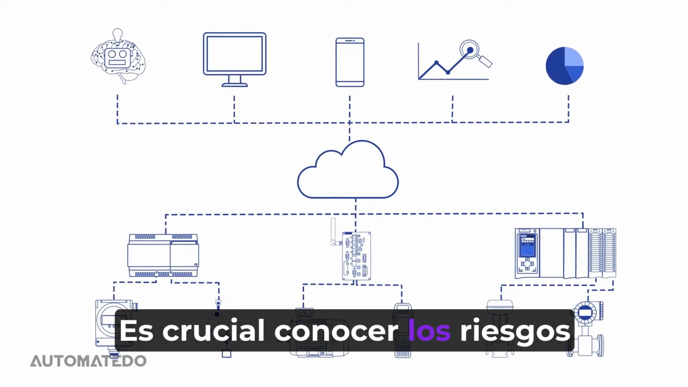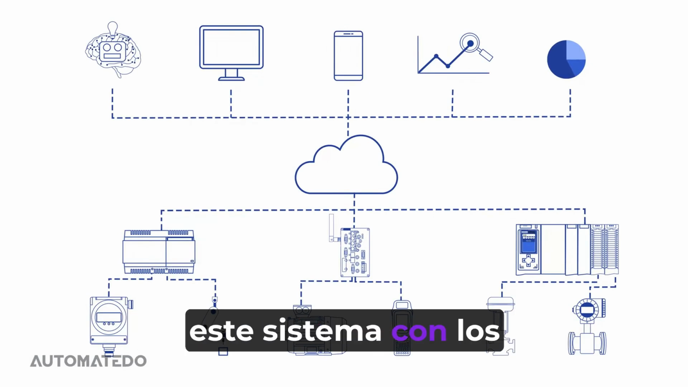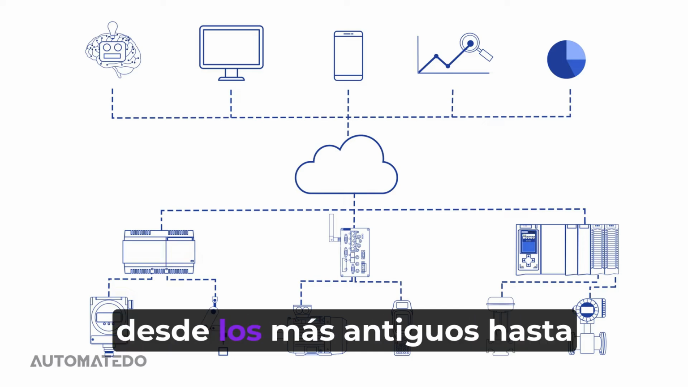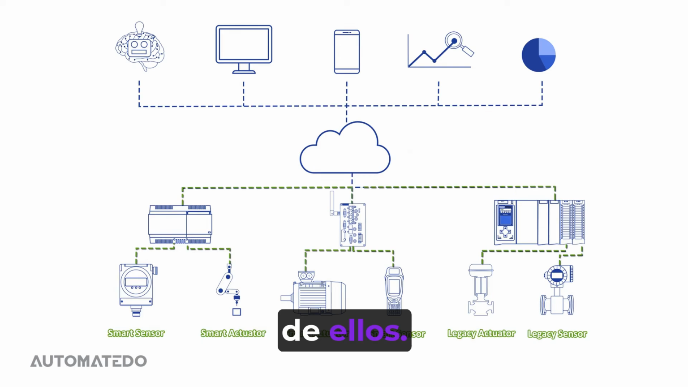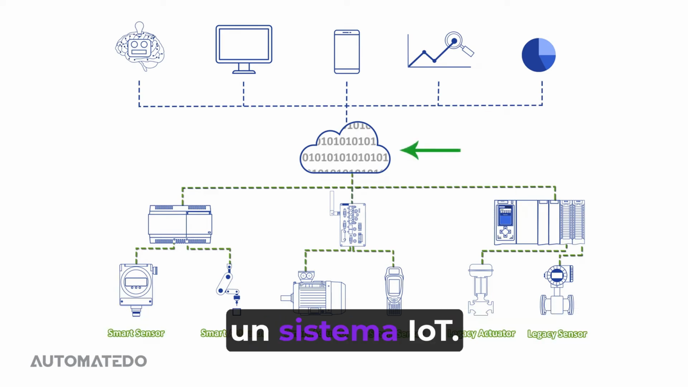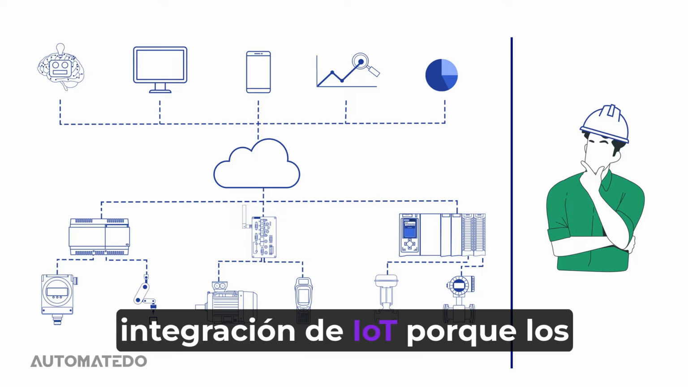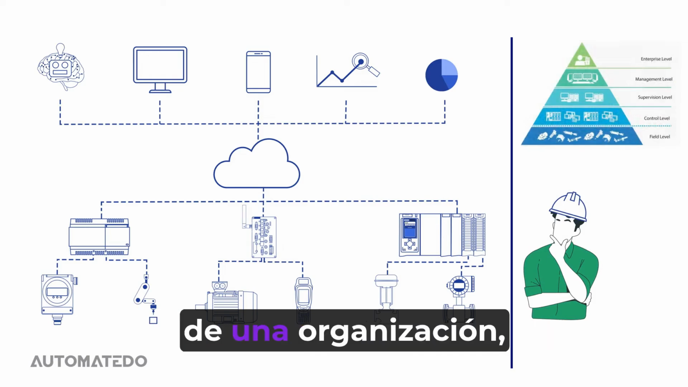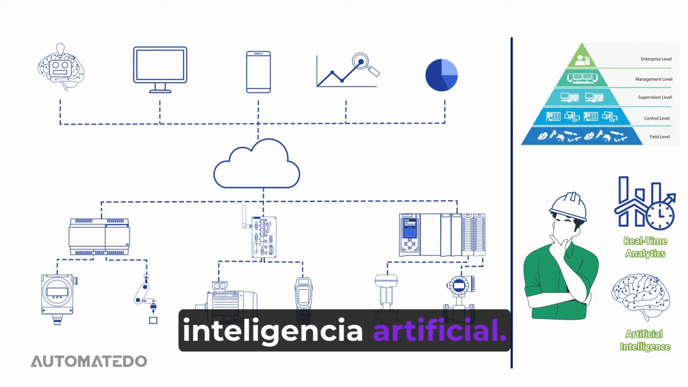It's crucial to know about the potential risks of implementing IoT before you decide to embrace this system with open arms. You are dealing with a system that includes different types of equipment from legacy to smart ones and gathering information from them. So data integration is one of the main challenges to implementing an IoT system. Another challenge is having insufficient knowledge of IoT integration because the integrators not only need to be familiar with system layers inside an organization, they must be skilled with real-time analytics and artificial intelligence.